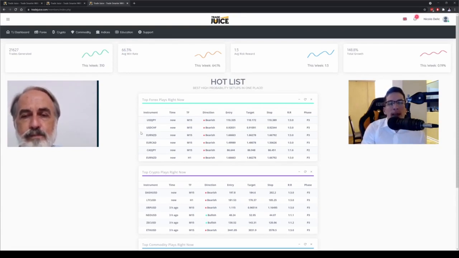Like we put version 3 out a few weeks ago, and we are already working on version 4. And we are going to continue to work on the TradeJuice algos and try to make them even better for the next 10 years, in my opinion, minimum.